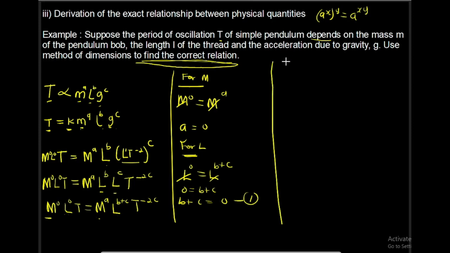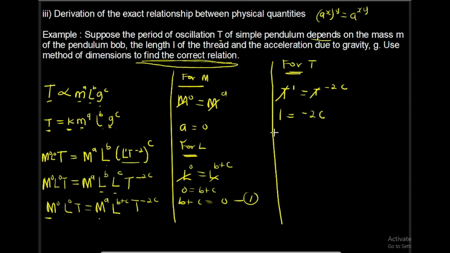Okay, so now we'll go to the next one. For dimension T, we have T raised to power 1 equals T raised to power of minus 2c. The dimensions are appearing on both sides. We have T here, T here. So we cancel them out, and then we'll be left with 1 equals minus 2c.